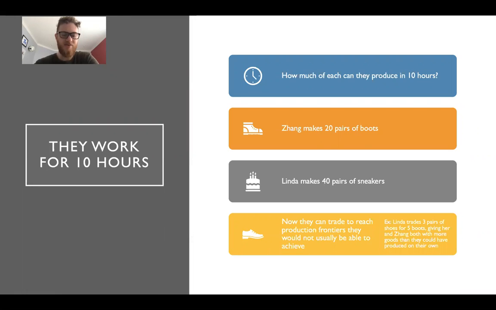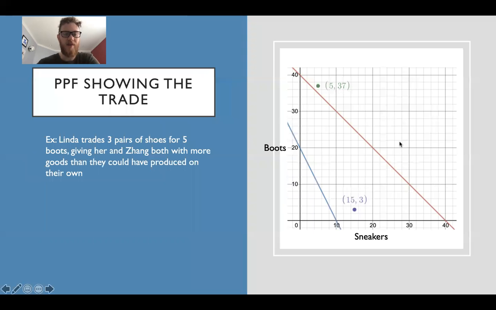Now, they can trade to reach production frontiers they would not usually be able to achieve. So Linda could trade 3 pairs of shoes for 5 pairs of boots, giving her and Zhang both more goods than they could have produced on their own. And we're going to show that right here. So over here, you've got your 3 boots traded for 5 sneakers, putting Linda above her PPF line. You've got your 5 boots traded for 3 sneakers, putting Zhang above his PPF line. Both of them have produced stuff that they usually would not be able to, but are able to now because of trade, because they both focused on their comparative advantage.